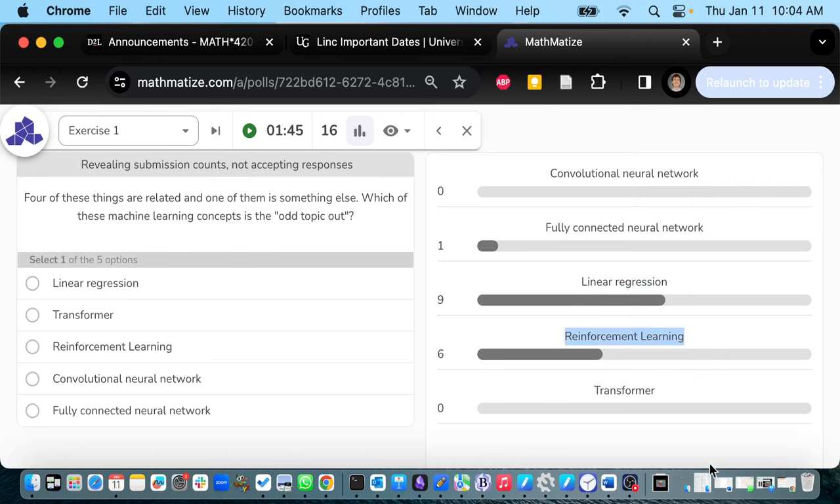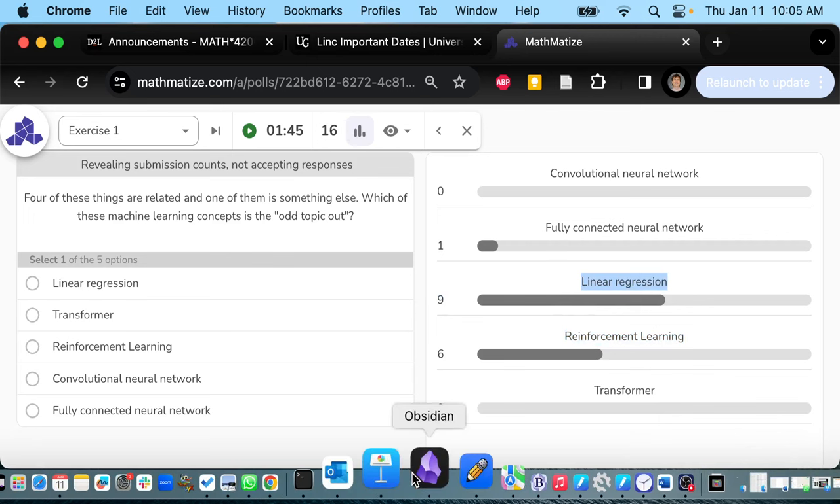Why do you think linear regression is the odd one out? This was the majority winner, 9 out of 16 people. Who can tell me what's different about linear regression? What do the other ones have in common, and what is different about linear regression? Yeah. Linear regression is more of a stats concept, or it may be used for the other things. It's a bit more nitty gritty.